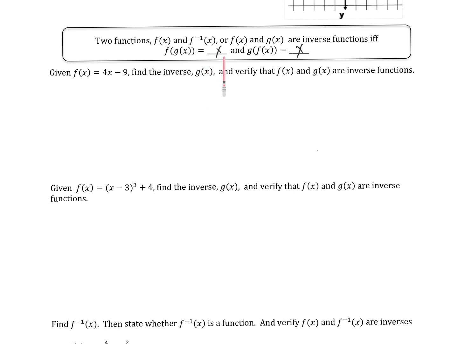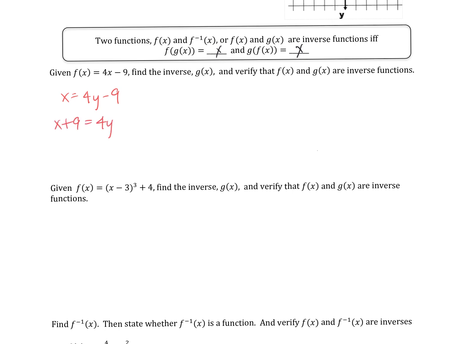What's the step to finding an inverse? Switch the x and the y. So what would the first step look like on this guy, if I switch the x and the y? X equals 4y minus 9. Get y by itself. What would we do to get y by itself first? Plus 9. You got it.